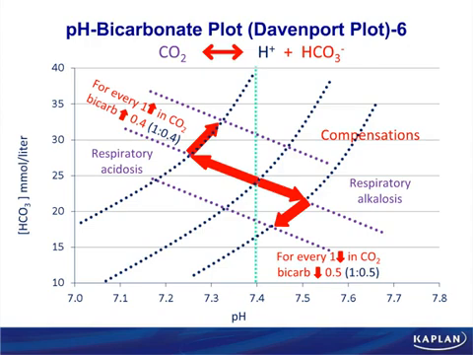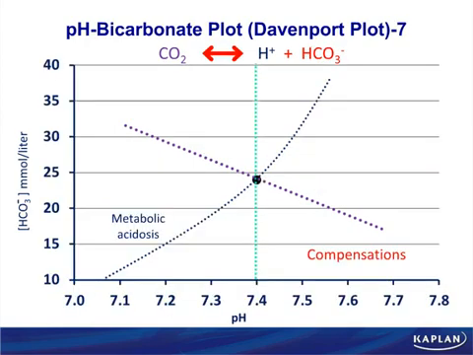And a new buffer line is created by the kidneys either hanging on to bicarb, respiratory acidosis, or getting rid of bicarb, respiratory alkalosis. So, to repeat for respiratory alkalosis, if I stay on the respiratory buffer line, it's an acute or uncompensated respiratory alkalosis. If I move to a new respiratory buffer line, then it is a chronic or compensated respiratory alkalosis.